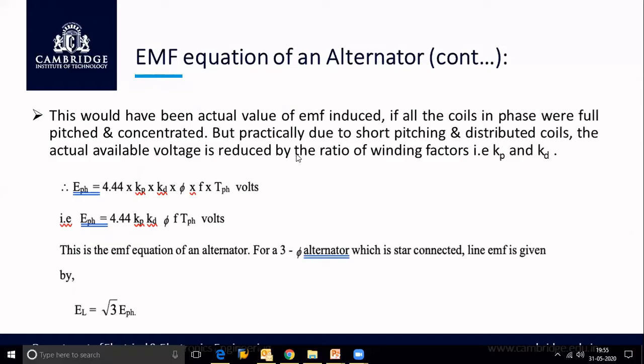Now, actually there will not be just one conductor. There will be some Z number of conductors. We are deriving the expression for EMF induced per phase. So, per phase there will be Z phase number of conductors. We also know that Z phase is equal to 2 times T phase. Therefore, the final expression for E phase is equal to 4.44 Kp Kd phi f T phase.